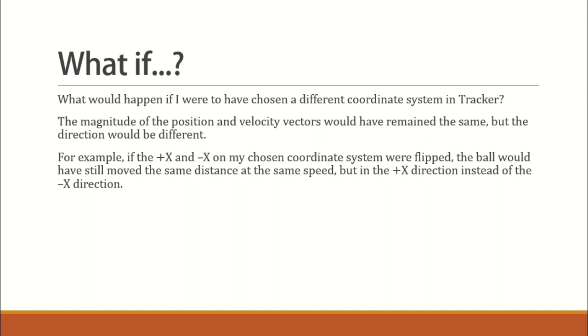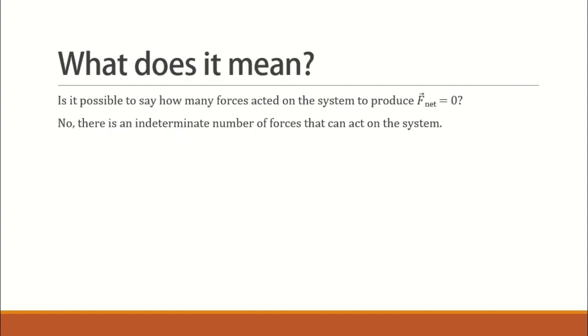What if I had chosen a different coordinate system in Tracker? Since vectors are made of direction and magnitude, the magnitude would not change based on the coordinate system, but the direction would. For example, if I had flipped the positive and negative x directions in my chosen coordinate system, the ball would have traveled the same distance at the same speed, but in the positive x direction rather than the negative.